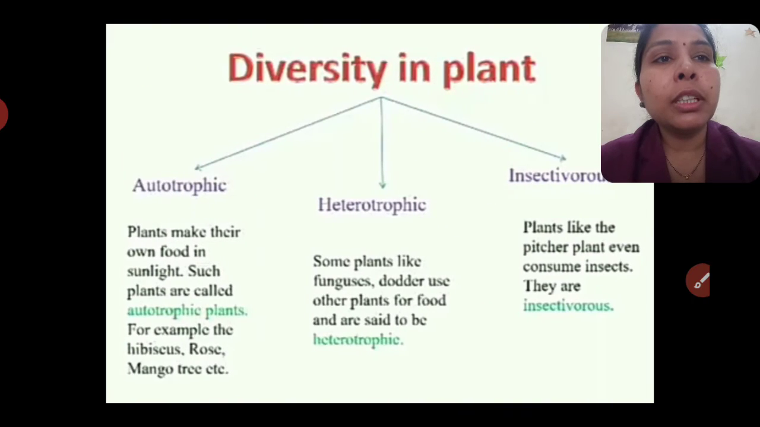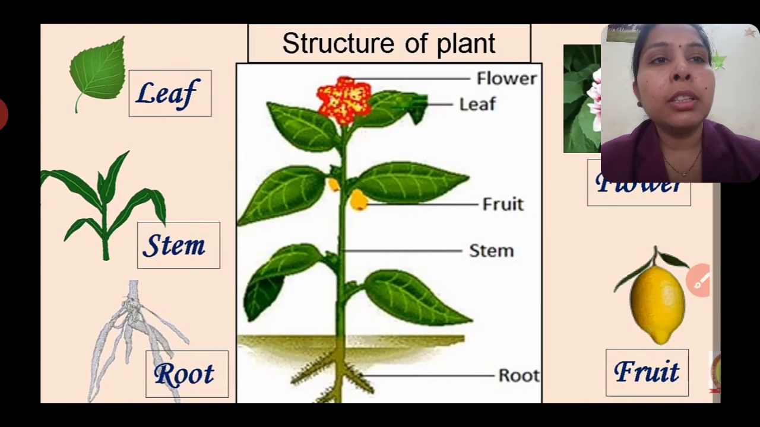Also we study the diversity in plants according to their mode of nutrition, means how they get their food. Depending upon that, the plants are also classified, that is autotrophic, heterotrophic and insectivorous plants. Also we completed the next point, that is the structure of plants.